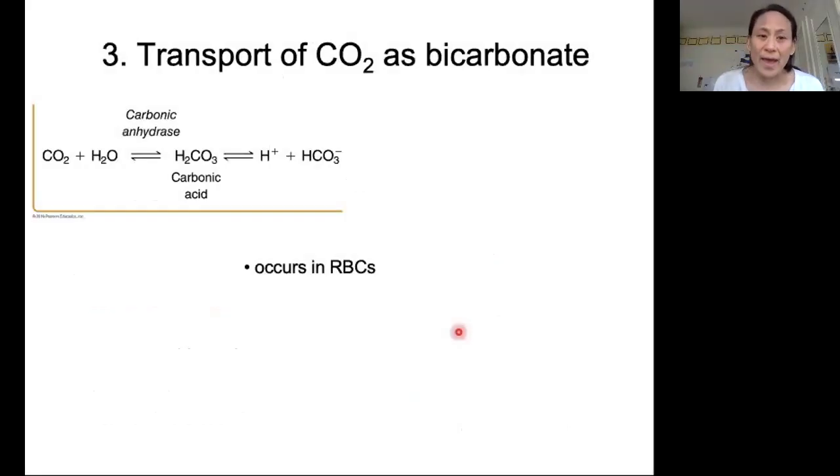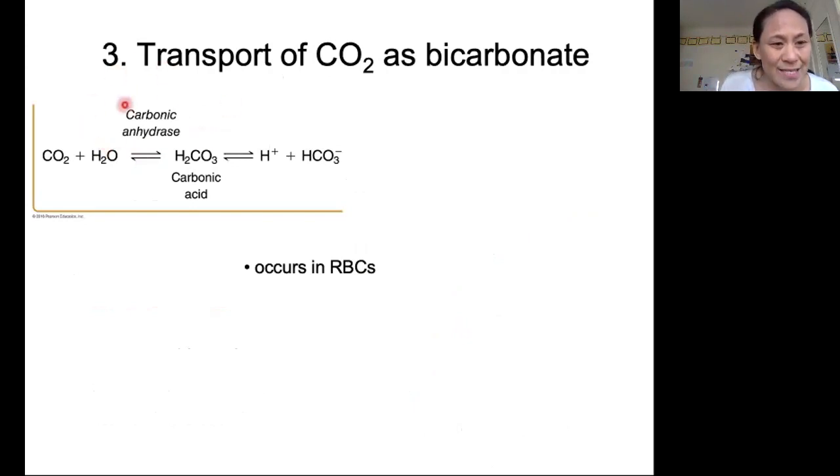Okay, the last way that we transport carbon dioxide in the blood is as bicarbonate ion. Remember, most of our CO2 gets carried as bicarbonate ion. This is about 70% of our CO2. Let me tell you about this.